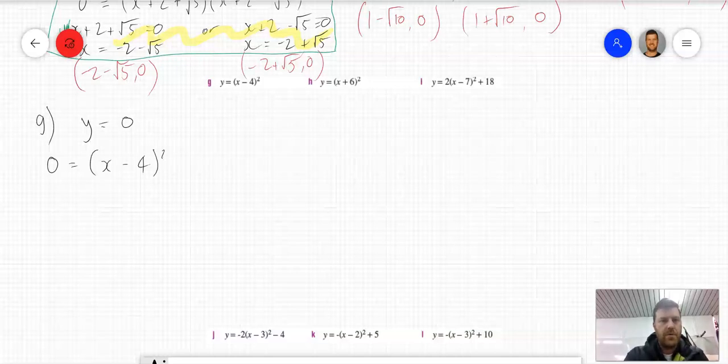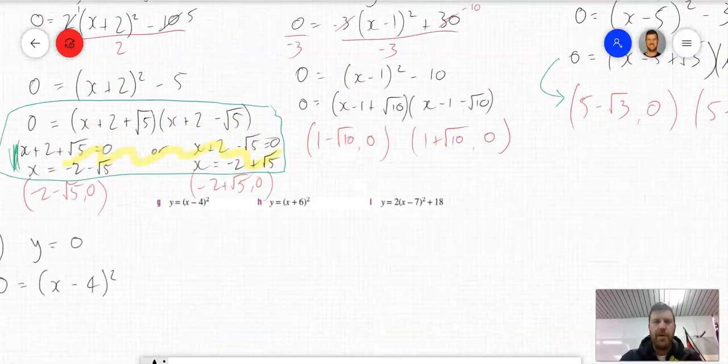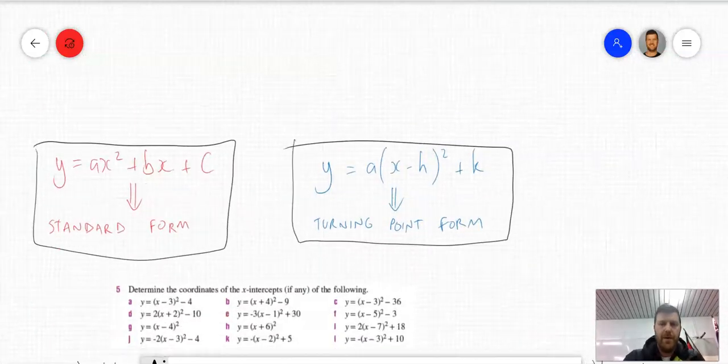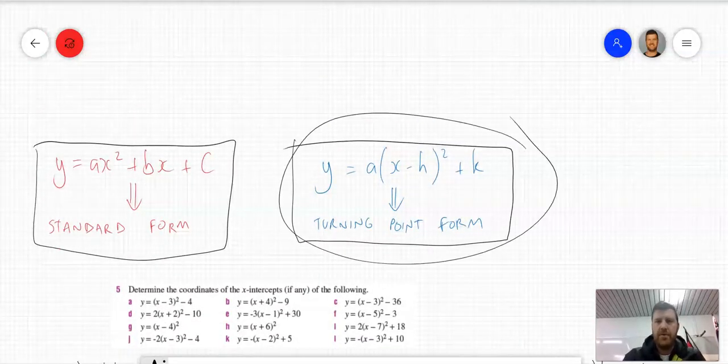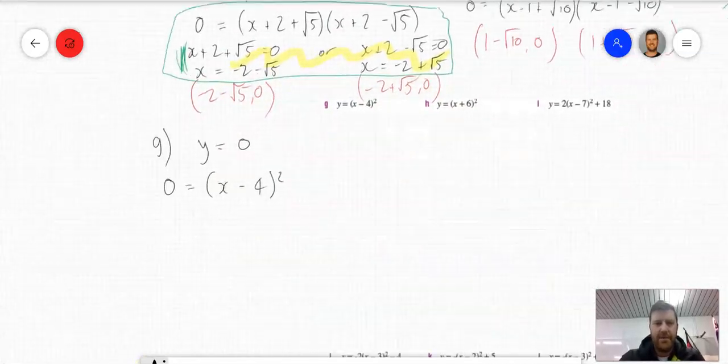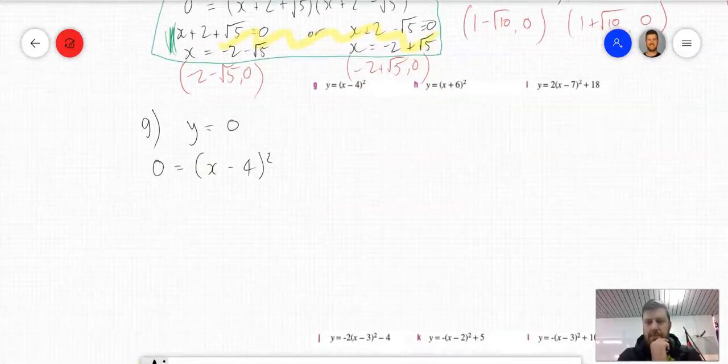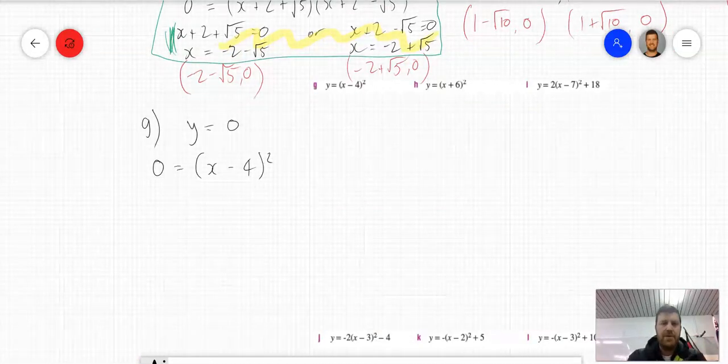(x − 4) all squared. Now, if we were looking at the turning point form here, there's no number at the end for us, so there's no value of k, which means k is equal to 0. In that case, what we've actually just got here is a perfect square. Alright, so if you remember back in my class in particular, when we were looking at working out x-intercepts of perfect squares, there is only actually one solution, because look at this.